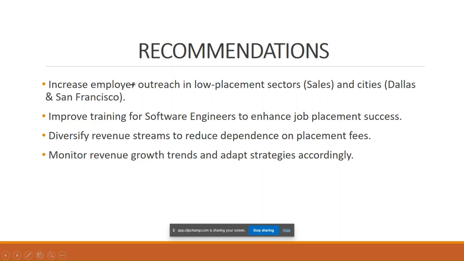So finally, the recommendations. So increase employee outreach in low placement sectors, so sales and to a certain extent IT and cities, Dallas and San Francisco. Improve the training for software engineers to enhance job placement success. Diversify revenue streams to reduce dependence on placement fees. And finally, to monitor revenue growth trends and adapt strategies accordingly.